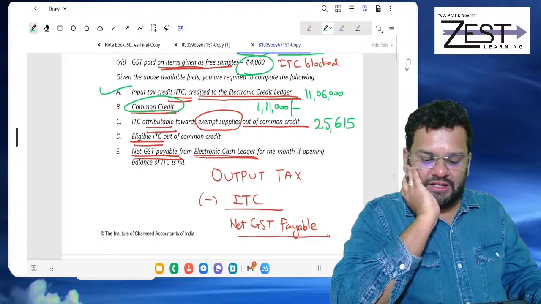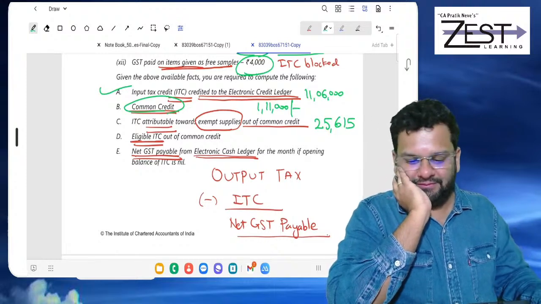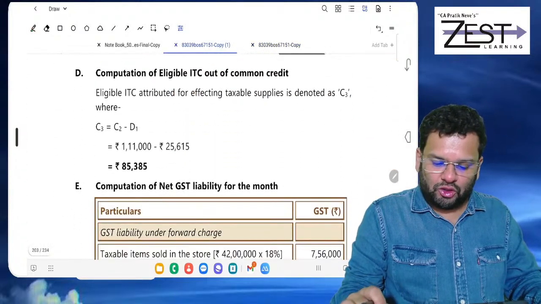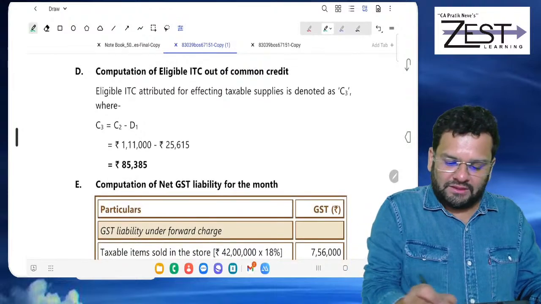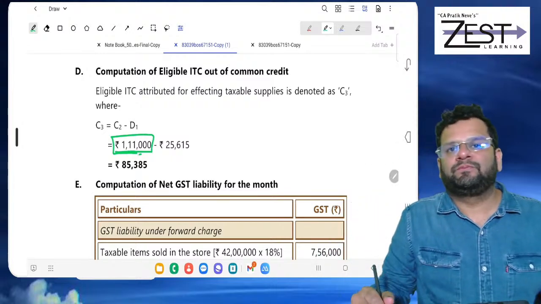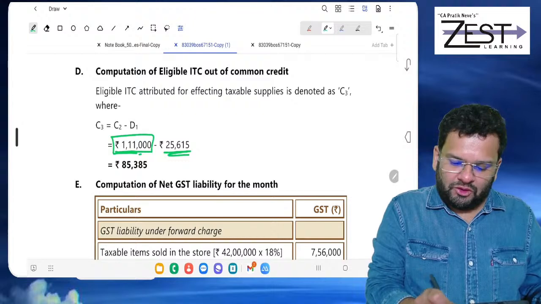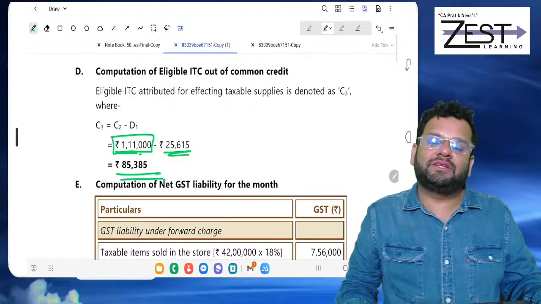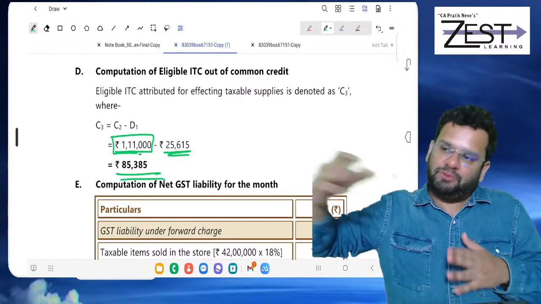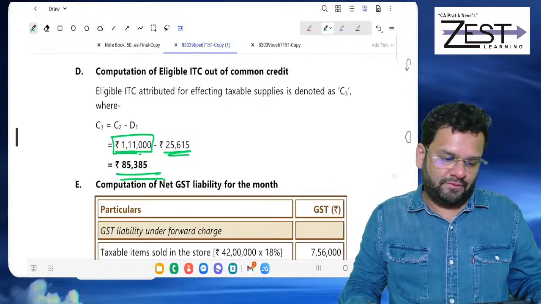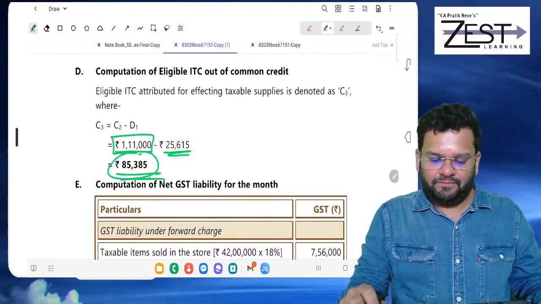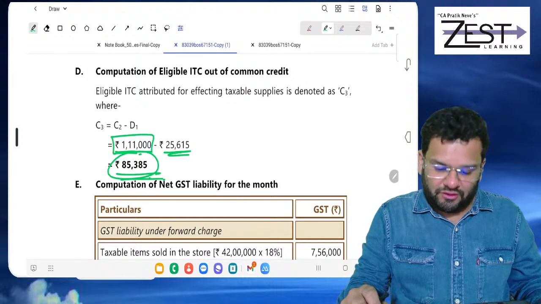Yes. What is eligible ITC out of common credit? So friends, how will you get eligible ITC out of common credit? If you minus from 1,11,000 the 25,615, you will get eligible ITC out of common credit. Mind you, in this case there is no inputs used commonly for taxable and personal. Okay, so it is 85,385. 1,11,000 minus 25,615.